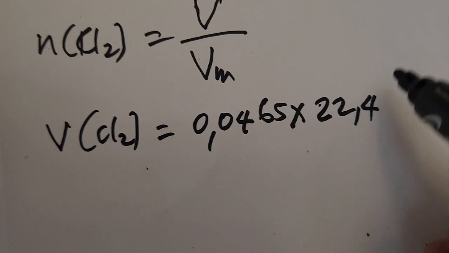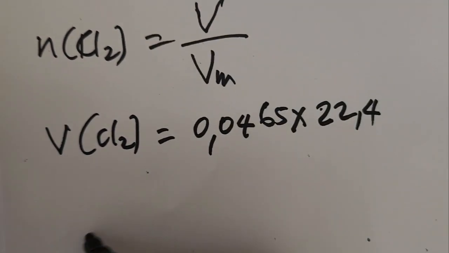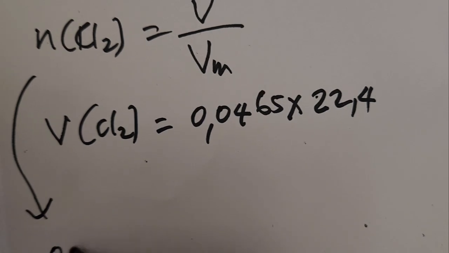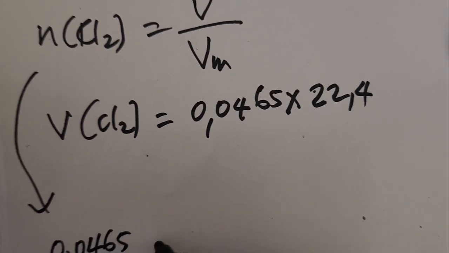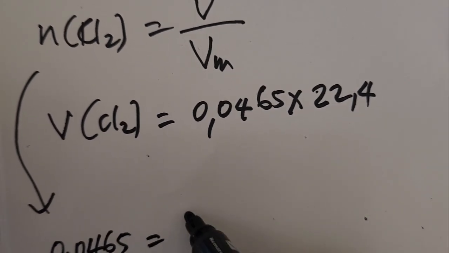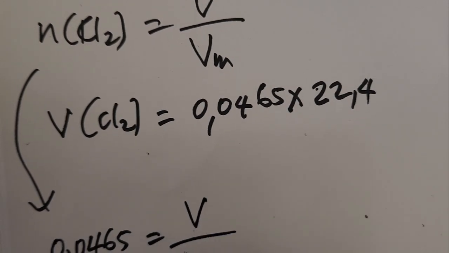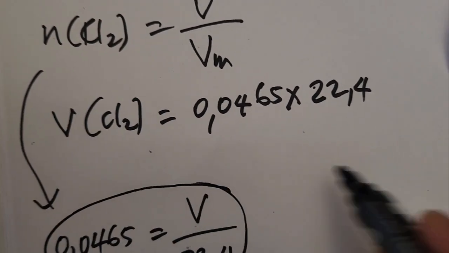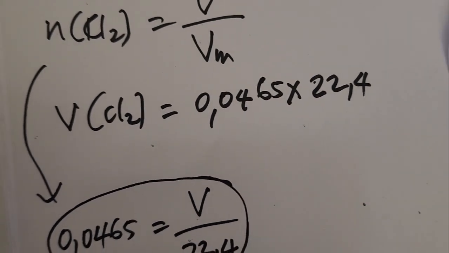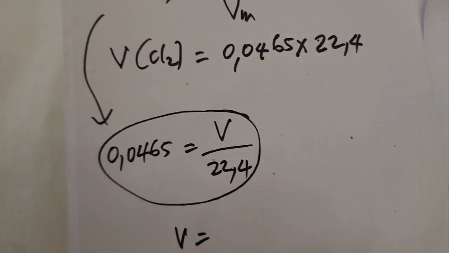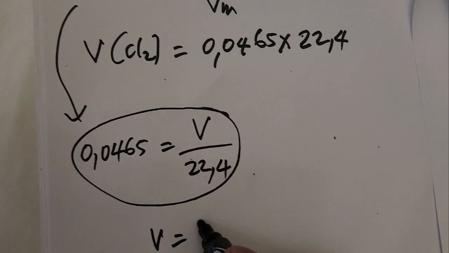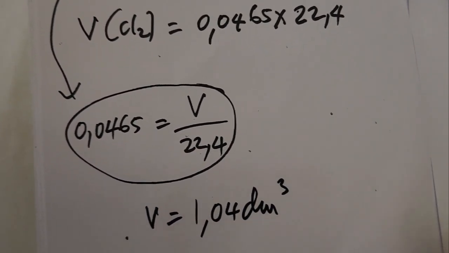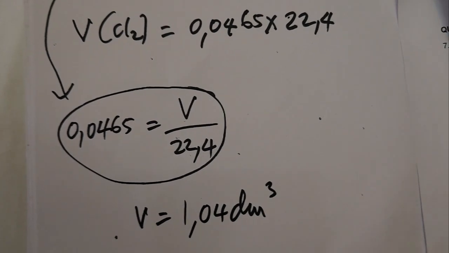Or you can just remember, go to this one and say, if you move from here, you just now have 0.0465 equals V over 22.4. So if you want to substitute that way, in all these cases, the volume of chlorine gas will be 1.04 decimeter cube. That is the final answer.